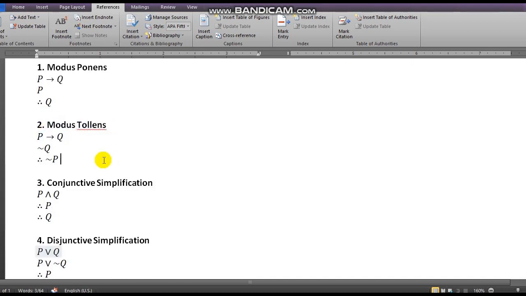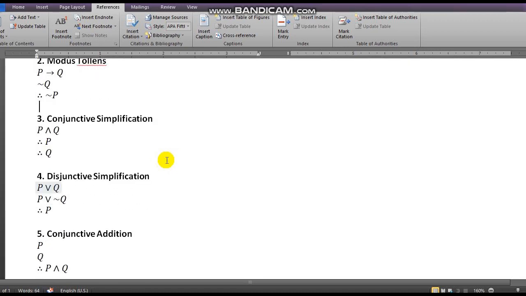For modus tollens, we have two statements again. P implies Q is true and not Q is true. If this is so, then not P is true. So we can infer that not P is true because of these two statements, according to modus tollens.